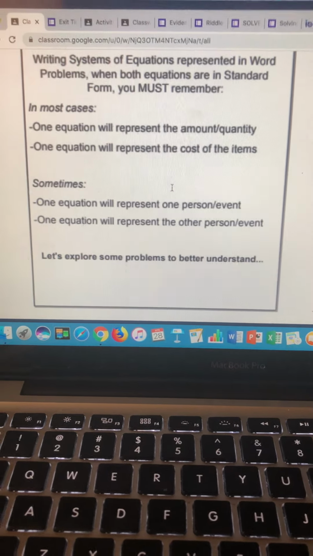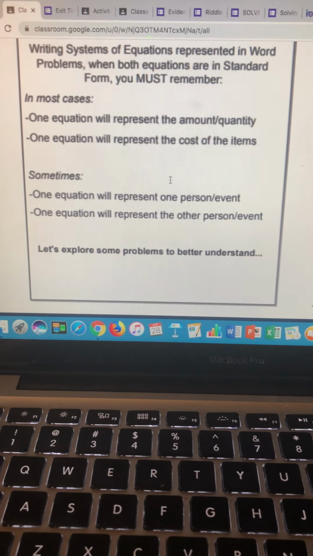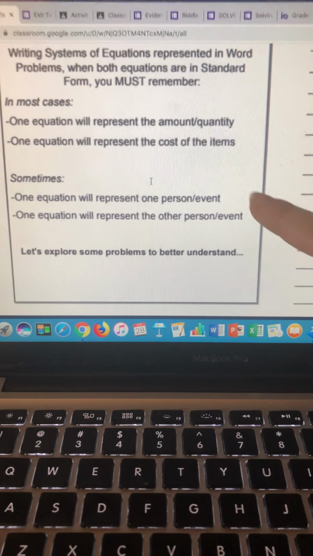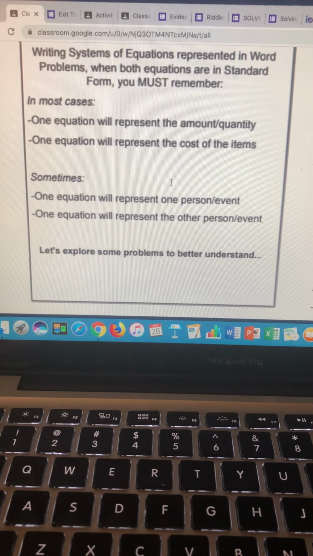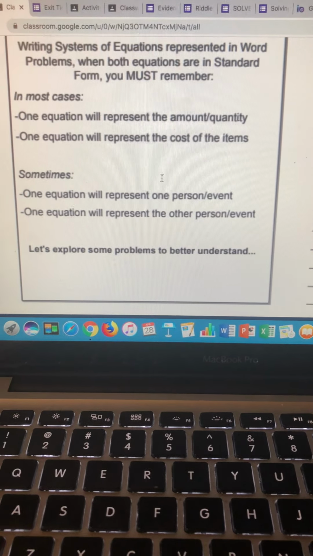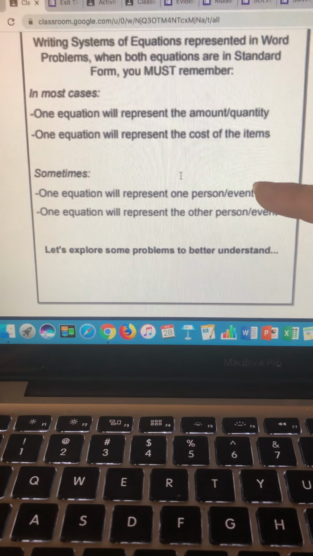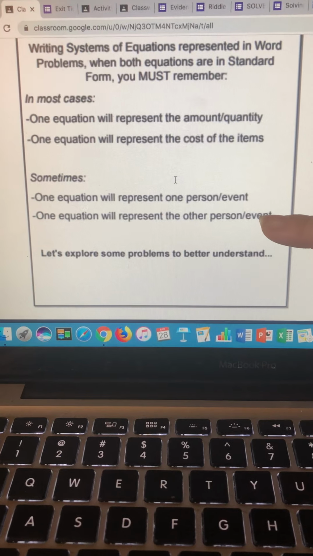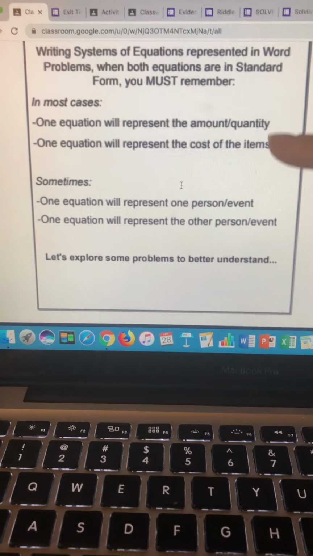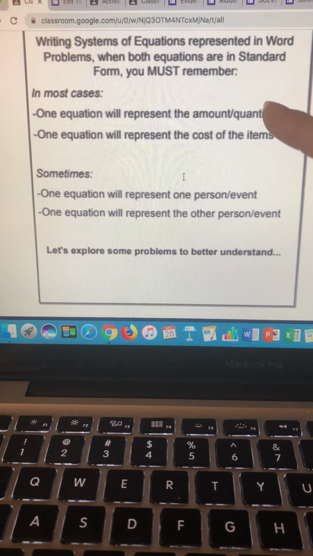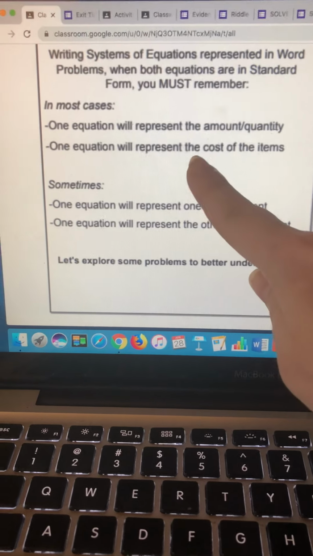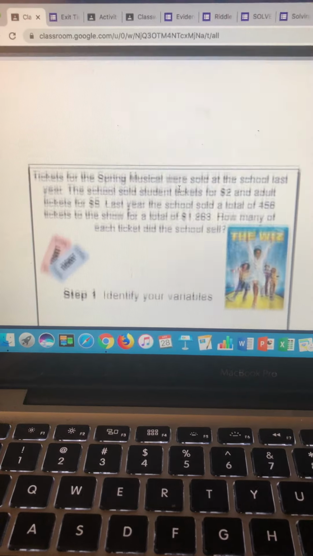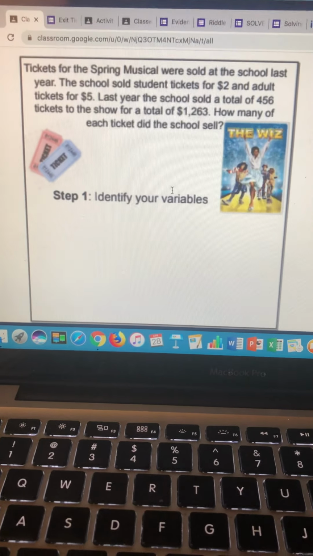This is the most common situation when it comes to these types of word problems. Sometimes one of your equations will be representing a person or an event, and the other equation will be representing a person or event. This isn't as common, but sometimes the problem might be talking about like 2 different families, and this equation would represent the Johnsons, and this equation would represent the Smiths. Something like that. But this is the most common when you have one that represents the amount and one that represents the cost. Okay, so let's dive into the first question so you can see what that looks like.